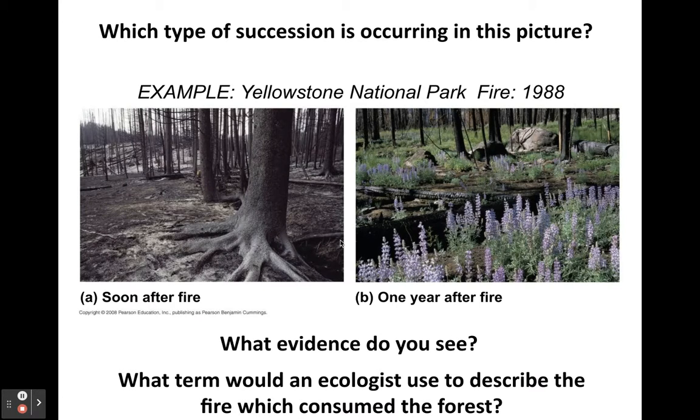And this fire in Yellowstone National Park that occurred in 1988 resulted very quickly in the resurgence of life. Only 1 year after the fire, these purple lupin wildflowers are growing throughout the forest area.